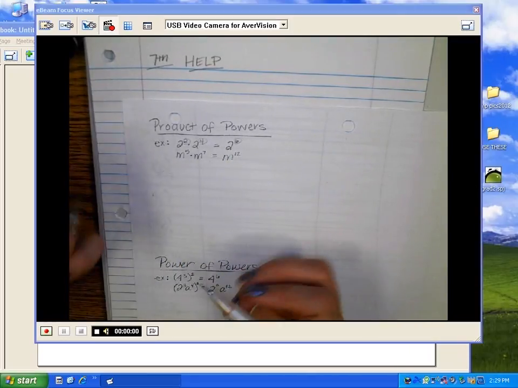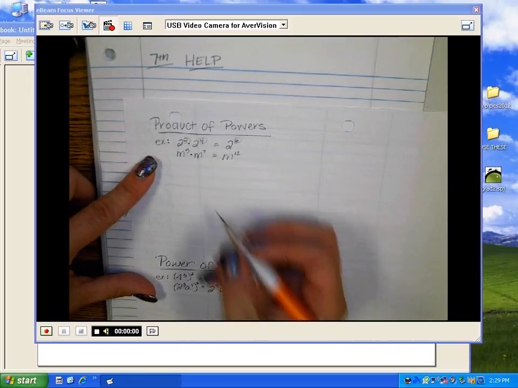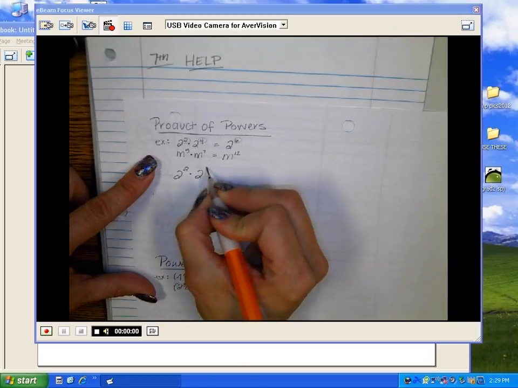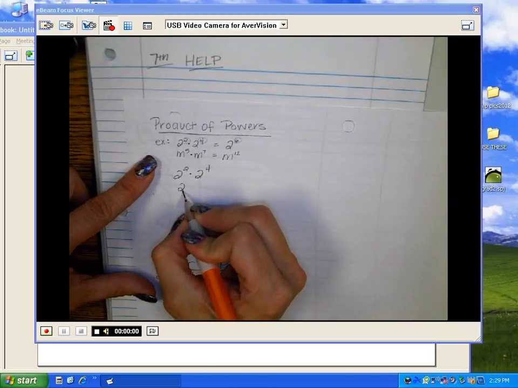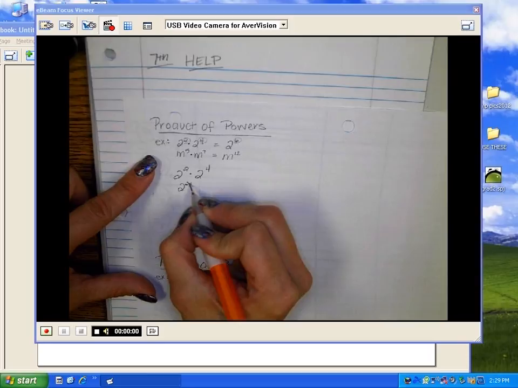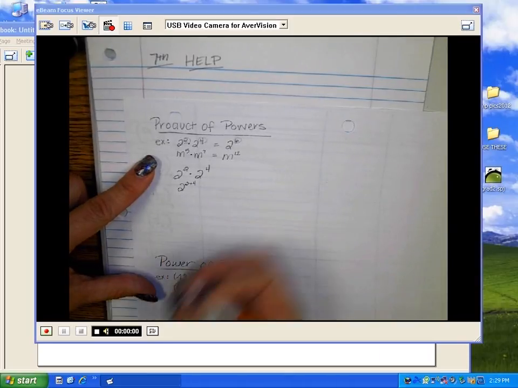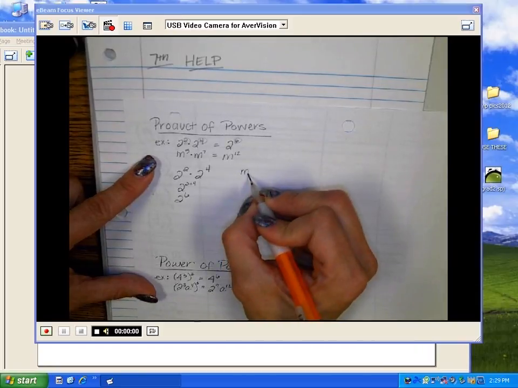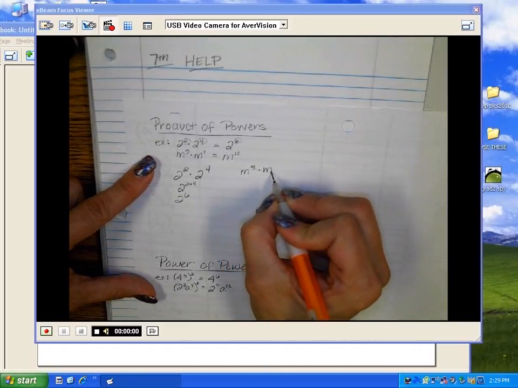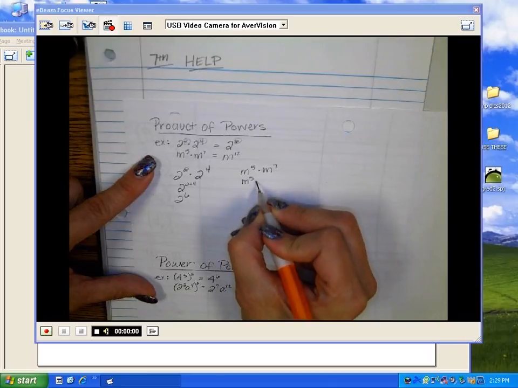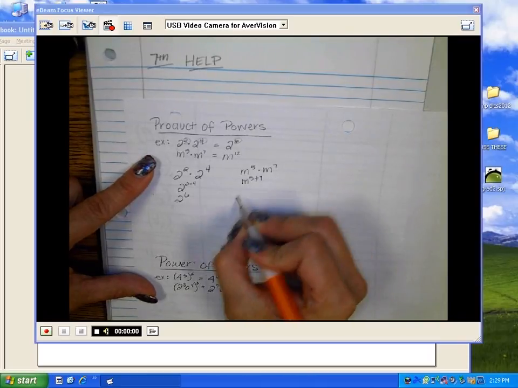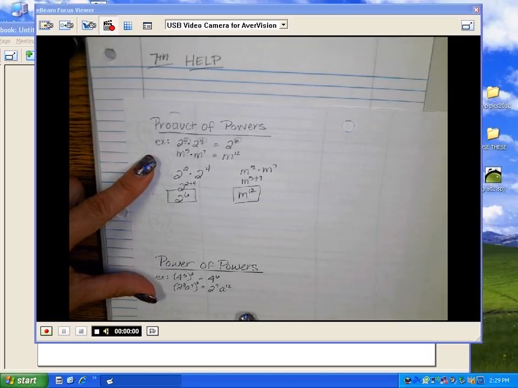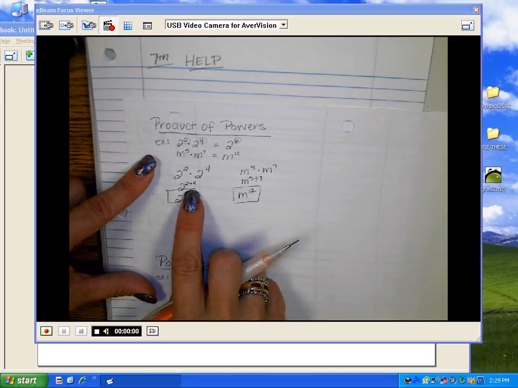Well, you could write them all out and you could count them, or you could say that 2 to the power of 2 times 2 to the power of 4, you could really write as 2, and then the exponents, we added them, and we got our answer as 2 to the 6. Okay, and we can do the same thing with the m. You have m to the 5th times m to the 7th, and if you add those exponents, you get m to the 12th. Okay? Or you could write it all out. You can absolutely write it all out, or you can use this little rule.